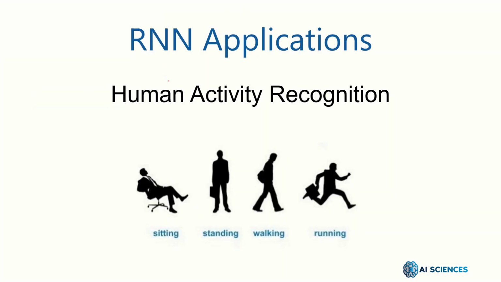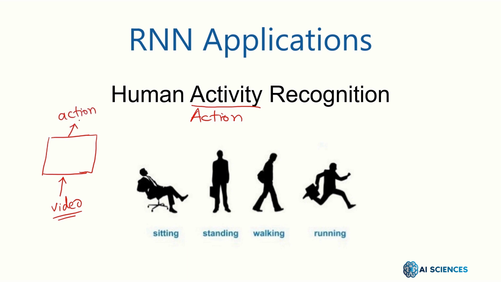One of the most popular applications of recurrent neural networks is human activity recognition. Sometimes this activity is renamed as action as well. So human activity recognition or human action recognition. The problem here is, given a model, I'm not saying that this particular model is a recurrent neural network, it is some machine learning model that accepts as input a video clip and outputs an action that a particular person or multiple persons are performing in this particular video clip.